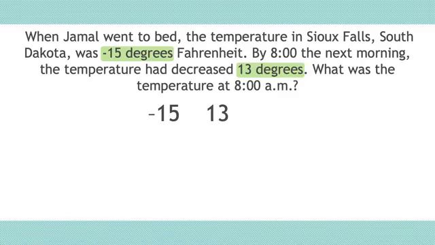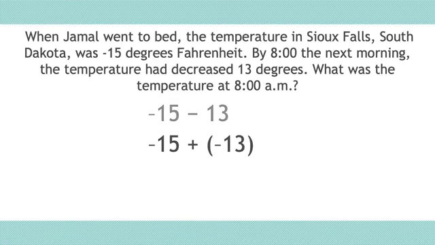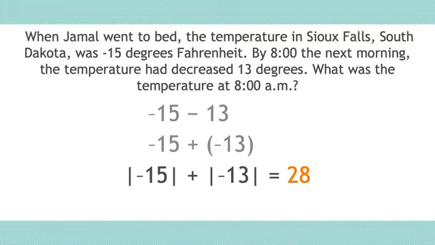Just like the last problem, we also need to locate any clue words that tell us which operation to use. Do you see any words that indicate either addition or subtraction? I bet you found the word decreased, which means we have to subtract 13 degrees from -15 degrees. Negative 15 minus 13 is a subtraction problem, so we'll need to rewrite it as the addition problem, negative 15 plus negative 13. When adding integers with the same signs, we add the absolute values of the numbers and keep the sign. 15 plus 13 is 28, and since both numbers are negative, the answer is negative 28.